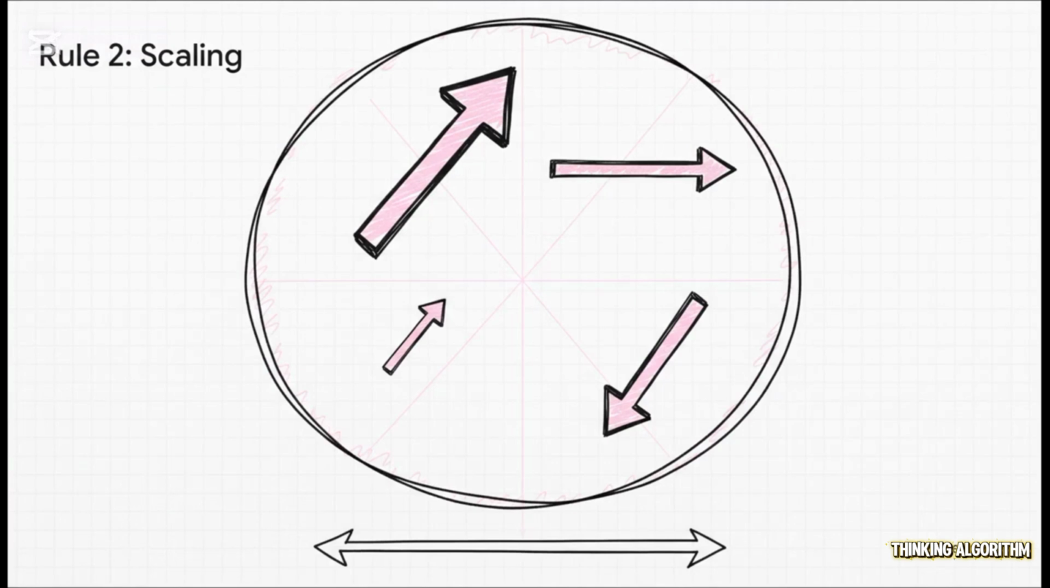And rule number 2? It's about scaling. You can take any arrow and stretch it out, shrink it down, or even flip its direction completely, just by multiplying it by a number, what mathematicians call a scalar. And no matter how you scale it, that new arrow you get still points to a spot inside our original playground. It always stays in the plane. And that's it. Seriously, those are the only 2 rules you need.